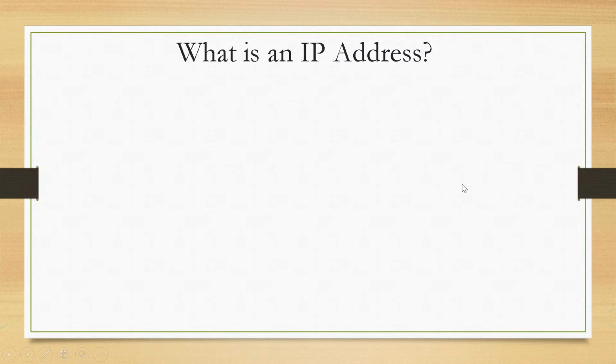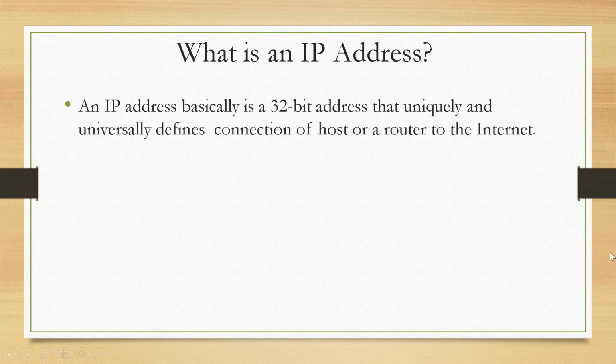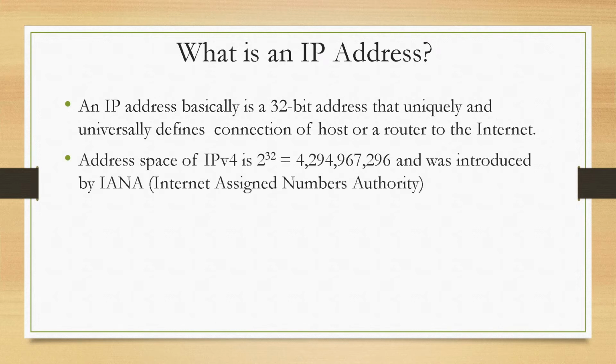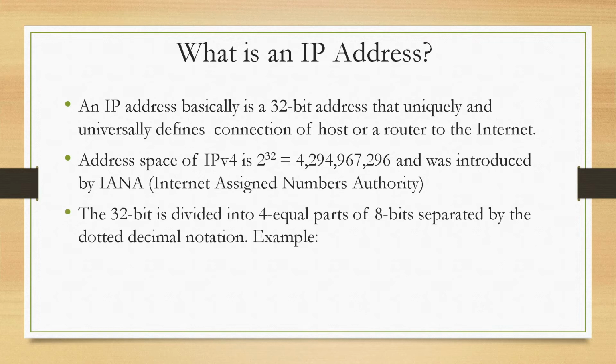So what is an IP address? An IP address is basically a 32-bit address that uniquely and universally defines the connection of a host or a router to the Internet. The address space of IP version 4, or IPv4, is around 4 billion, or 2 to the 32. That means 4 billion addresses are available for use, and this was introduced by IANA, the Internet Assigned Numbers Authority.